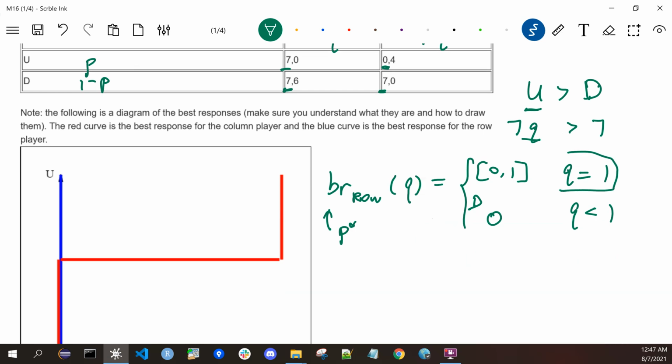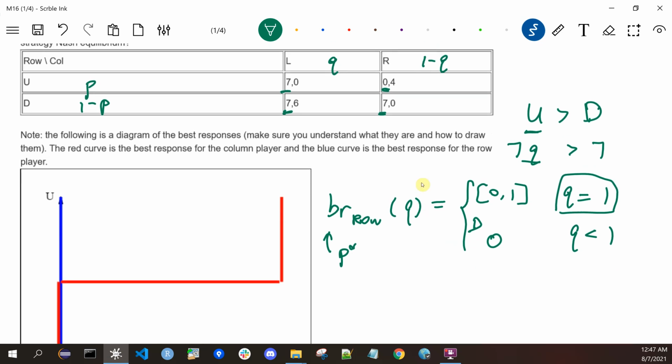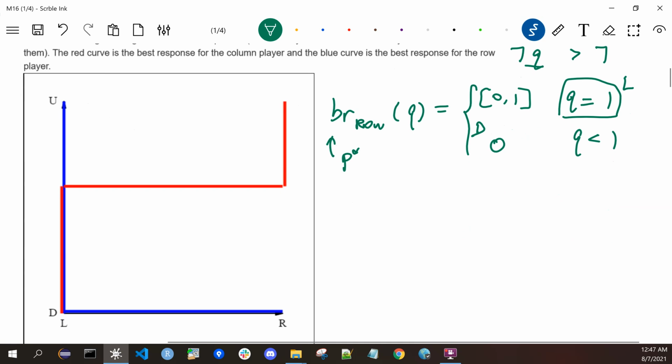And Q is 1 corresponds to the case where the column player is always playing L. So when the column player is always playing L, then I don't care. I can mix any way I like between U and D. So that's that blue part. And otherwise, I'm always going to play D. So that's why I have this blue line here. So that's how I get one of the best responses.